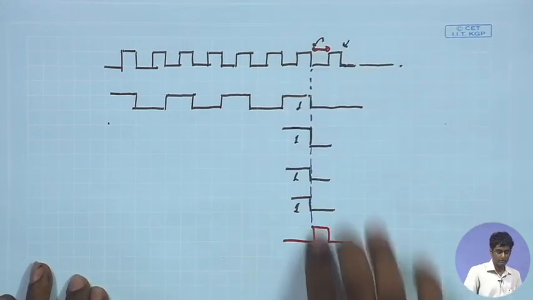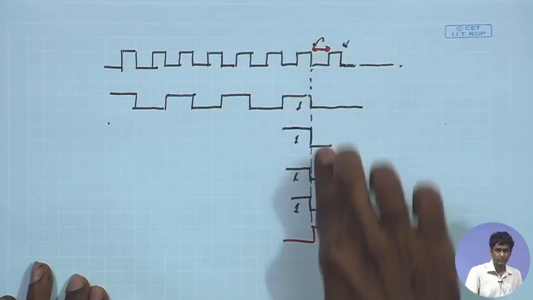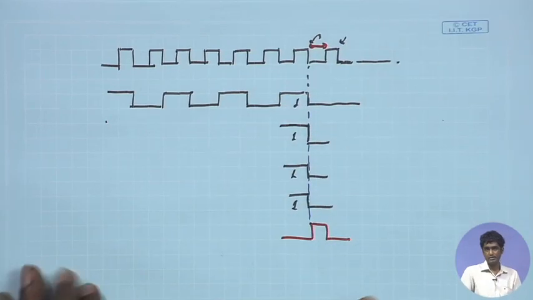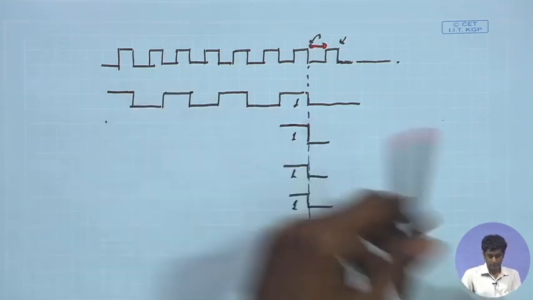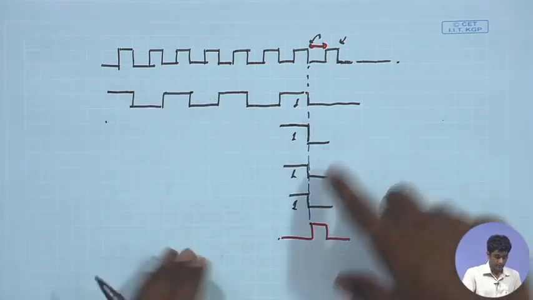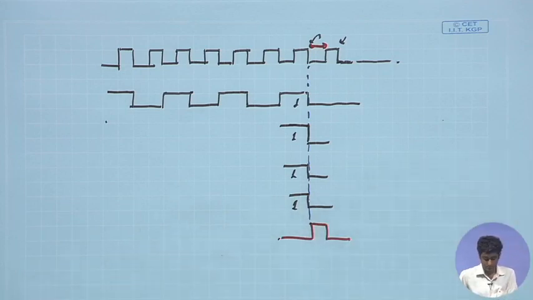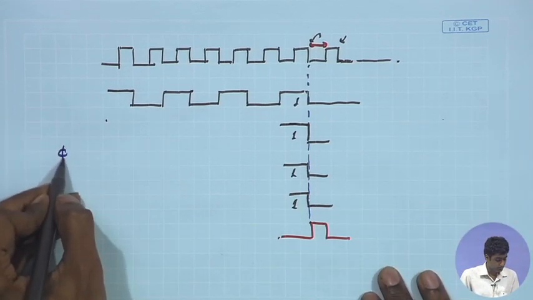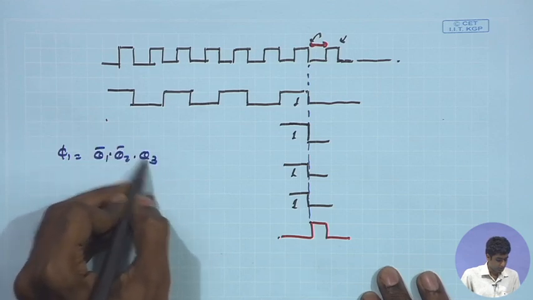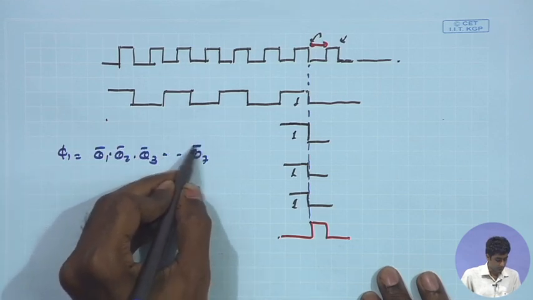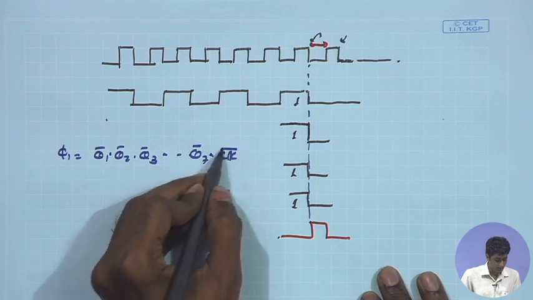So, whenever all of them have turned low and at the same time the clock is low, I can use that as the phi 1 pulse. And so, if I use this logic, this is nothing else but phi 1 is equal to Q1 bar dot Q2 bar dot Q3 bar ... Q7 bar dot CLK bar.